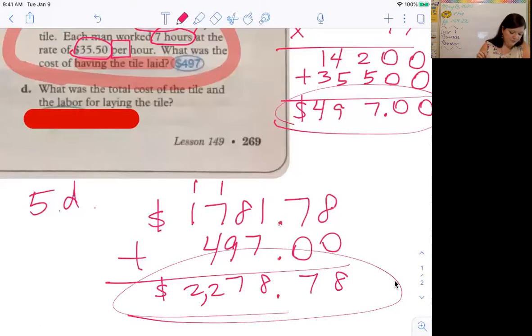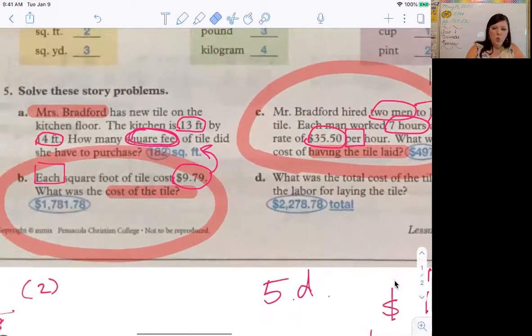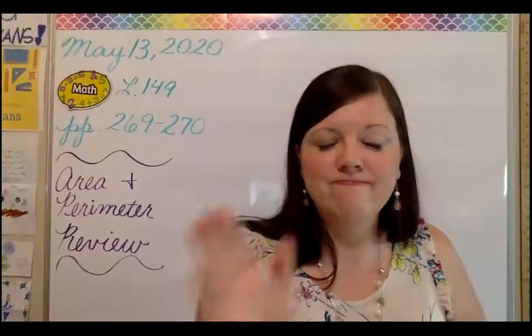Okay. Are you done? That's the question. How much did it cost for the brand new floor? Drum roll. There we go. Wow. $2,278.78.